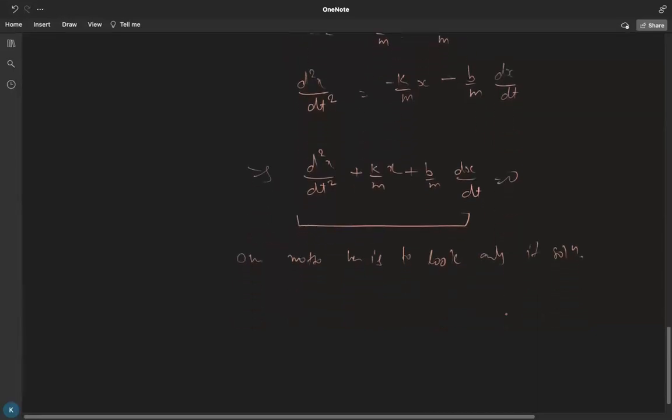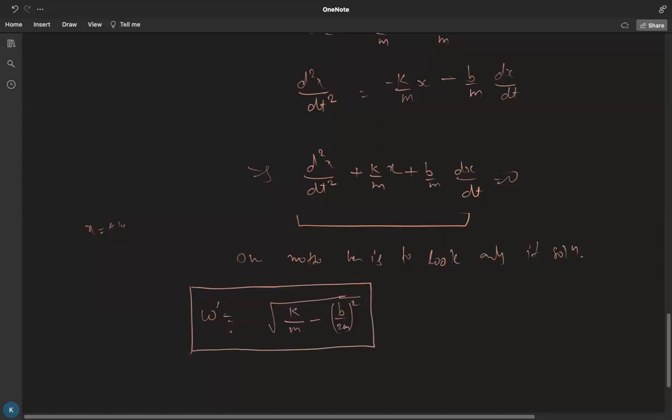In a later class you will learn how to solve it. So we have to take a trial solution here. So x is equal to a cos omega t, and then you solve, then you get the final answer. So what we get here is omega dash. It is equal to square root of k by m minus b by 2m whole square. So this is omega after damping, because look here, why does our omega change?